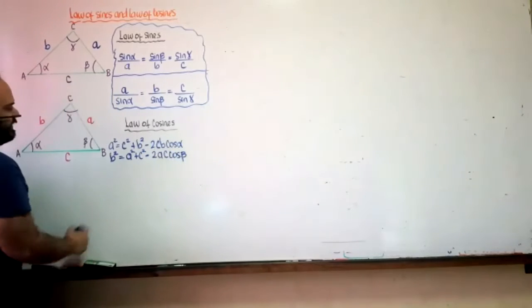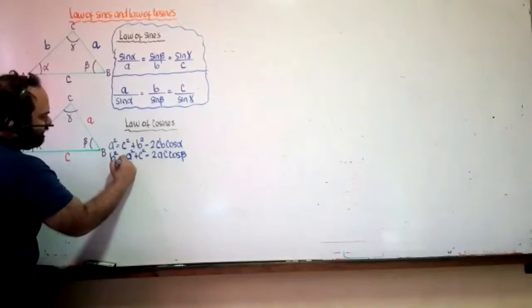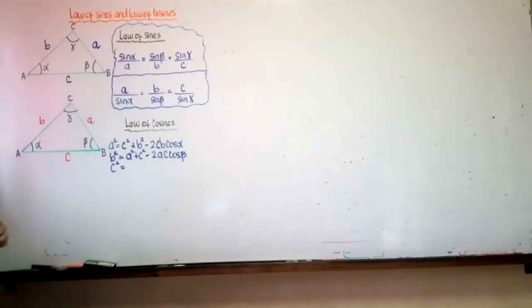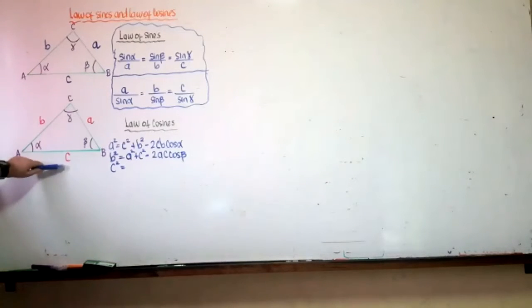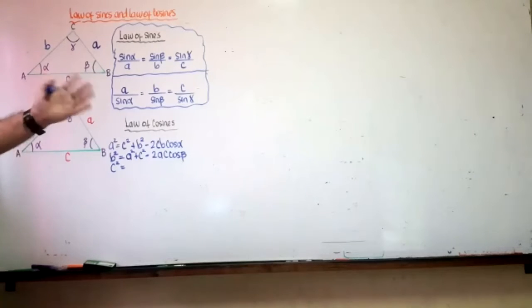All right, let's see. If I have to look for C squared, what will be the rule? Anyone? We are looking for C now. What will be the rule? What are the involved legs and what will be the angle? All right. Anyone?